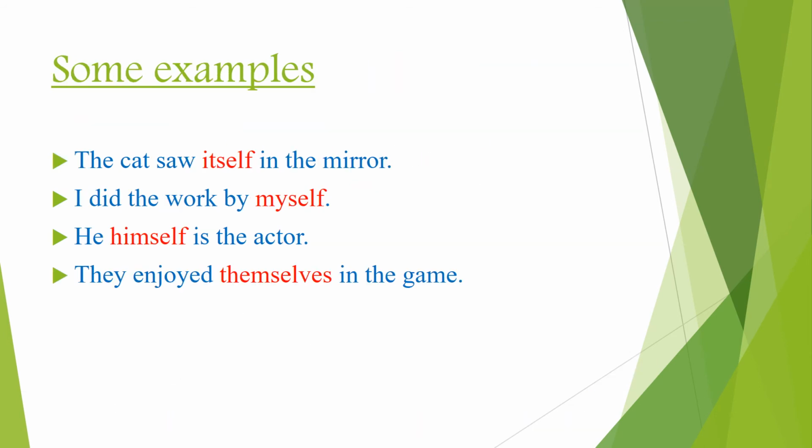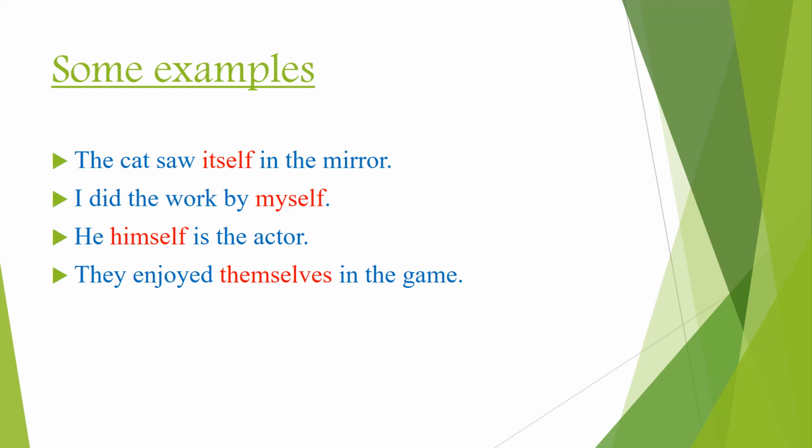The first sentence: the cat saw itself in the mirror. So the cat is the main subject of the sentence, or you can say the person who is doing an action. So the cat is the main noun in the sentence, and it saw itself in the mirror. So there is no second or third person around the cat.